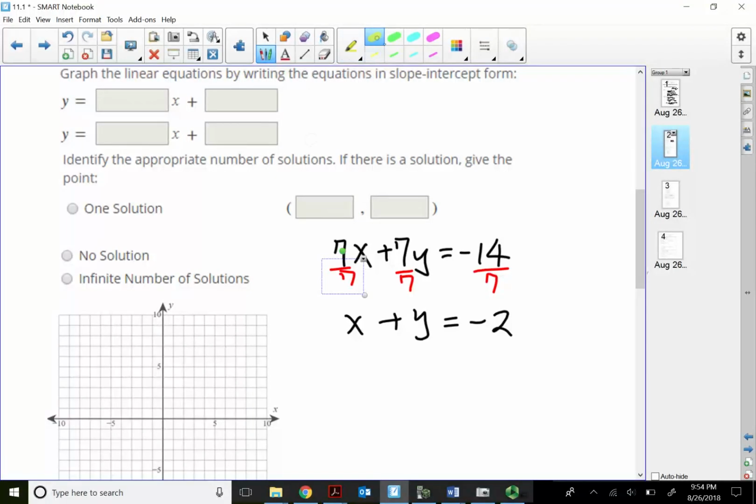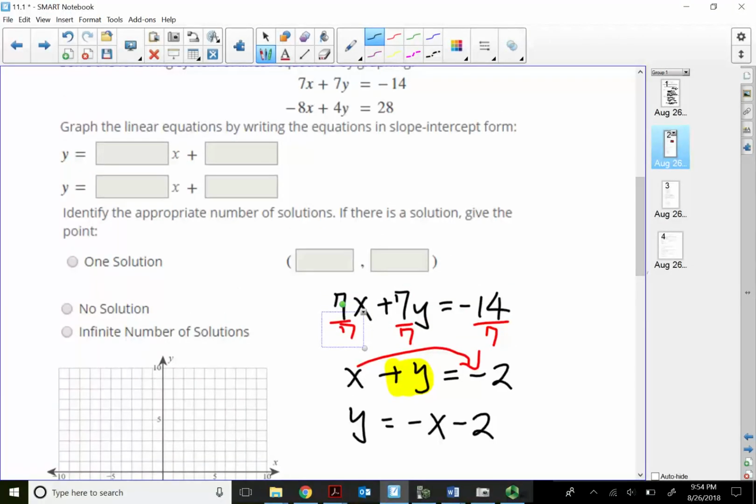Now I'm going to get my y by itself. Since my variable term is positive, I'm going to let it stay, so move the x over. My y is equal to -x minus 2. So what do I key in here? On the first line, I will key in -1x plus -2.